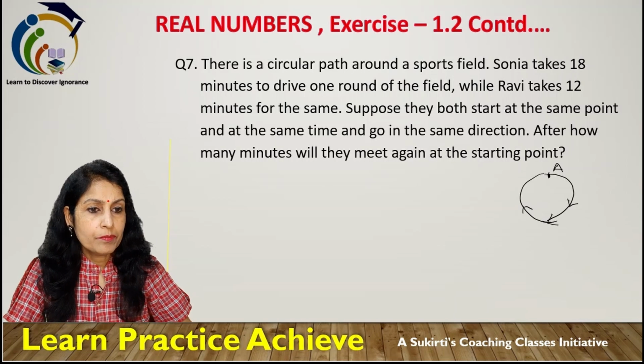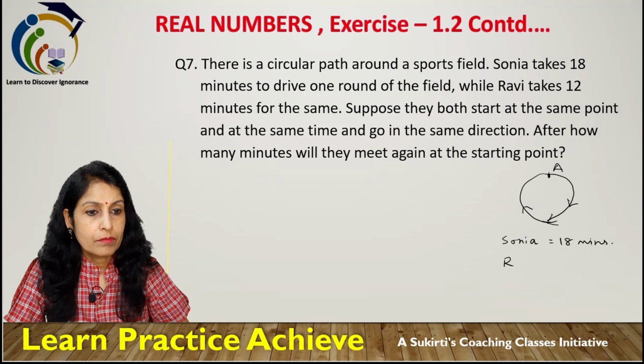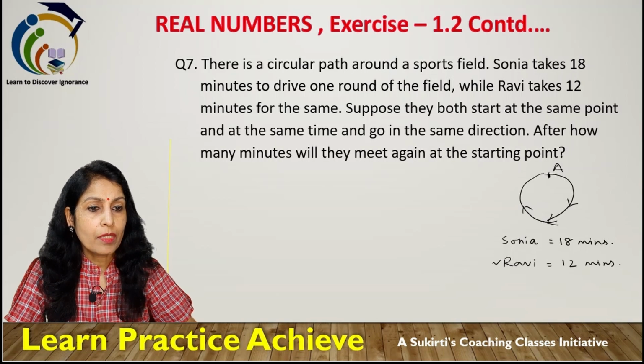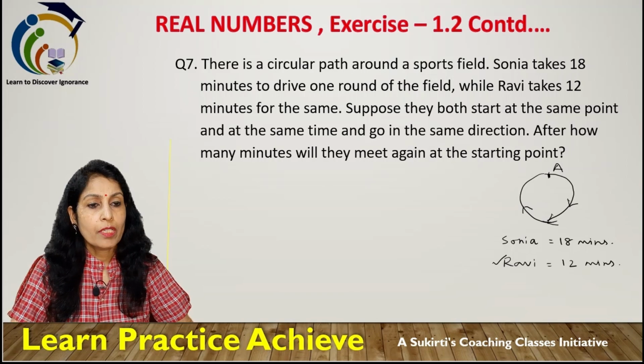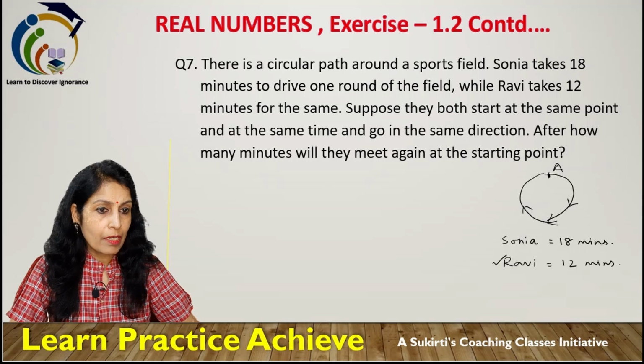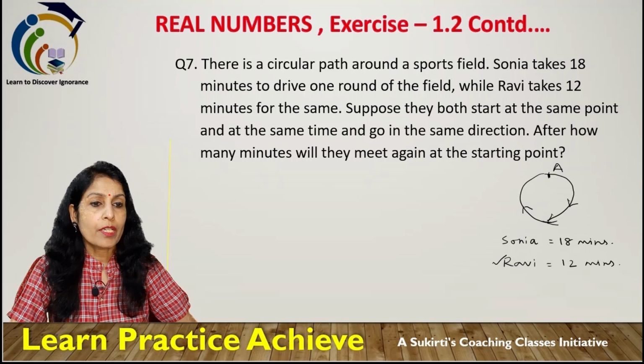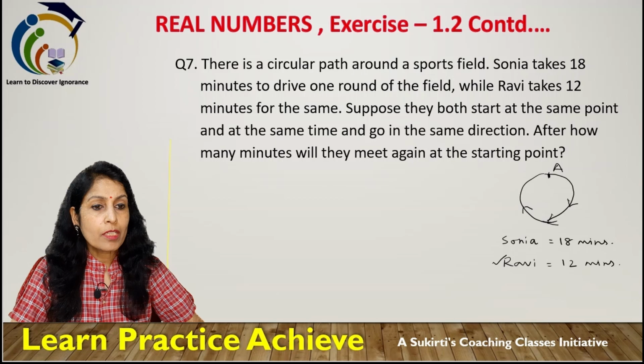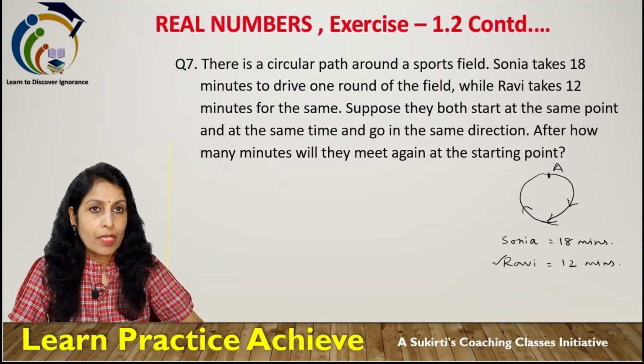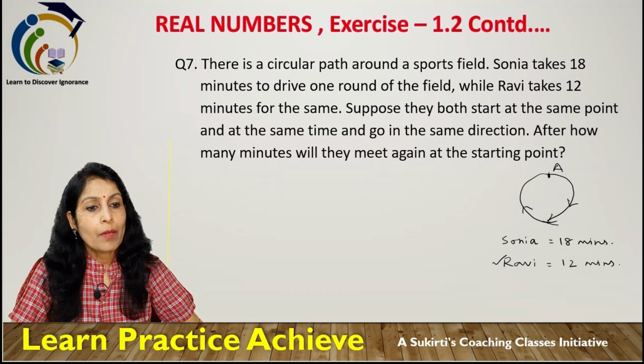So what is the time taken by Sonia? Sonia has taken 18 minutes and Ravi has taken 12 minutes. So who is moving faster? Definitely Ravi, because his speed is more. He is completing one round in 12 minutes, whereas Sonia is completing one round in 18 minutes. It means Ravi will move faster as compared to Sonia, but after some time they will meet at one point.